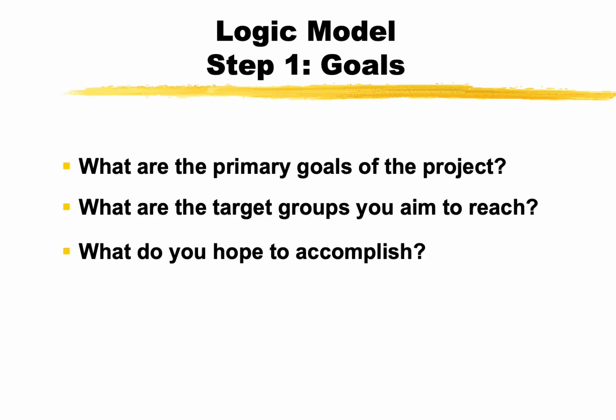So in step 1, the main tasks are to identify the primary goals of the project. What is it that you hope to accomplish? And then also identify the target groups, the target individuals that are going to receive the program. And then what are the short and long-term outcomes that are desired. So the measures need to be organized around these 3 themes: goals, target group, and desired outcomes.